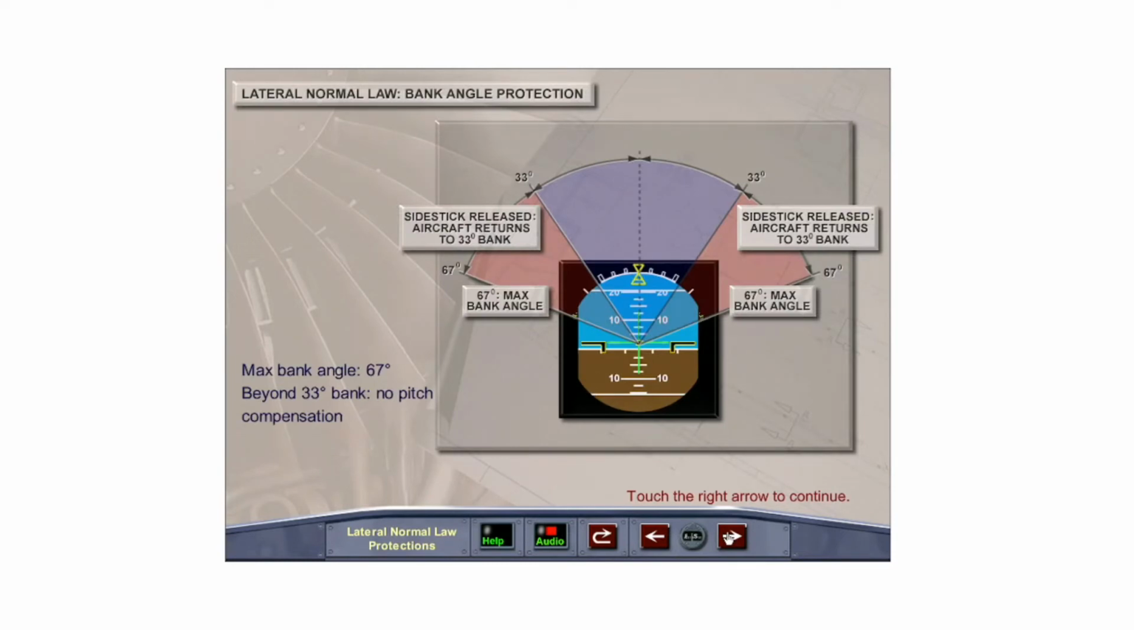The maximum bank angle that can be achieved is 67 degrees. Full lateral side stick must be applied and held. If the side stick is released, the aircraft will return to and maintain 33 degrees of bank. Beyond 33 degrees of bank, there is no pitch compensation. Aft control inputs would be required, as in a conventional aircraft, to maintain the desired pitch angle.